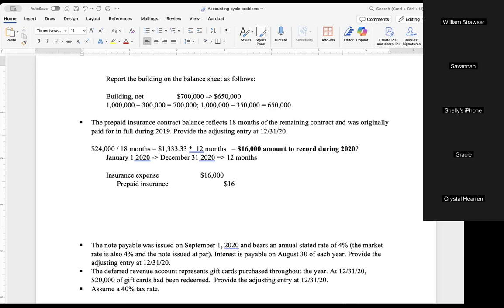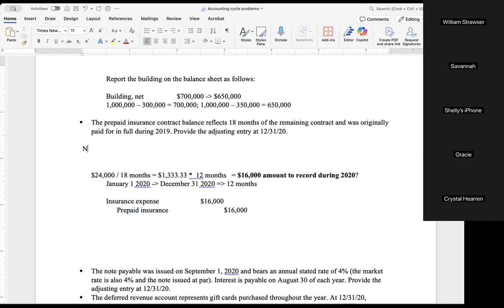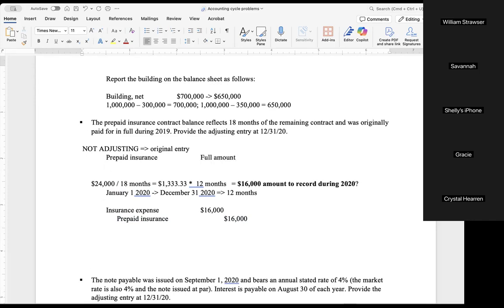And again, make sure you're giving yourself a bit of a narrative behind it to make it more engaging to your brain. Hey, I'm using up prepaid insurance. This is not the adjusting entry, but like I've mentioned in the video, sometimes it helps to think about the original entry. When I paid for this entire thing under GAAP accounting, I would have recorded a prepaid insurance asset for the full amount when I made my cash payment for that full amount.